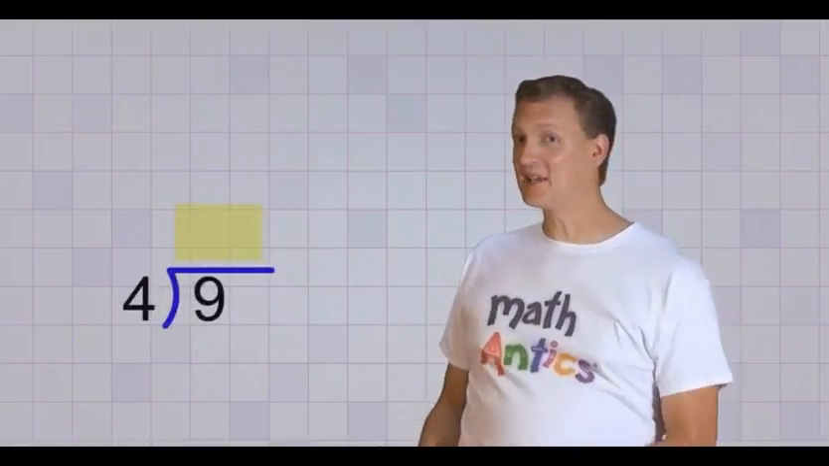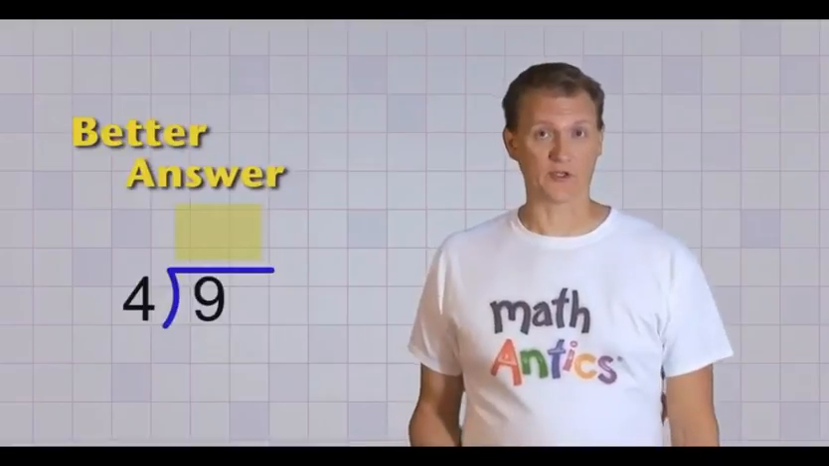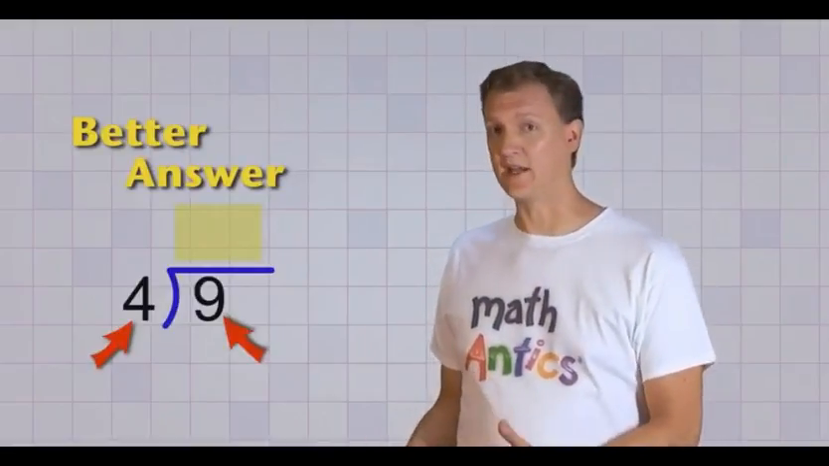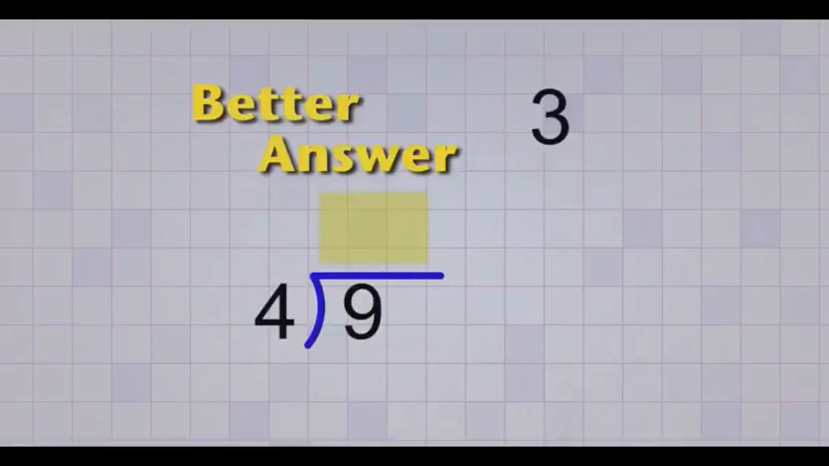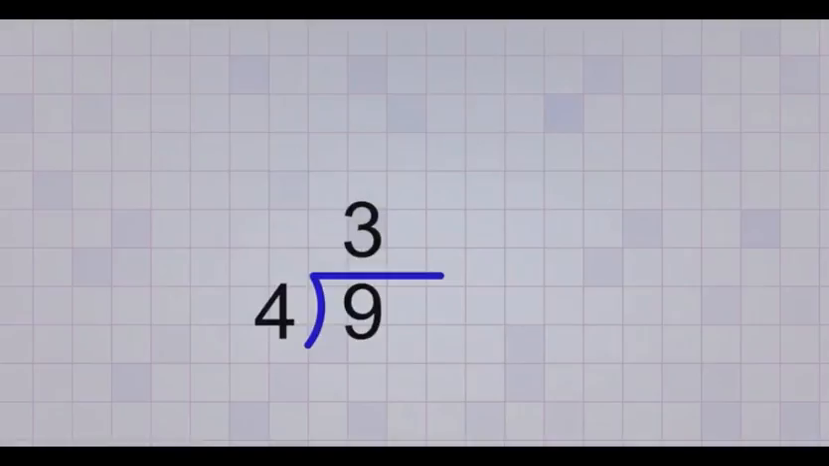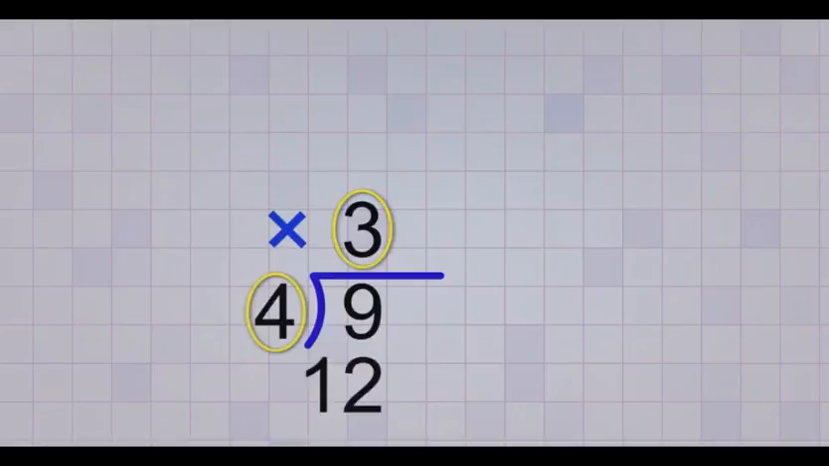Okay then, I guess I'd better come up with a better answer to the question, how many 4s will it take to make 9, or almost 9? This time, I think I'll pick 3. So, I put a 3 in the answer space, and then I follow the next step of the procedure like I did before. I multiply the answer I chose, 3, by the number of groups, 4, and I write the answer to that multiplication problem, 12, down below the number we're dividing up, the 9.